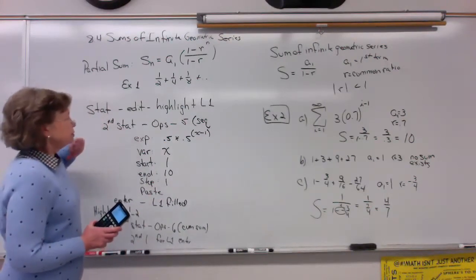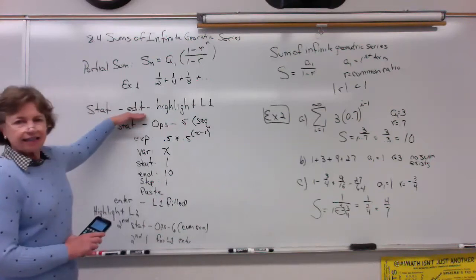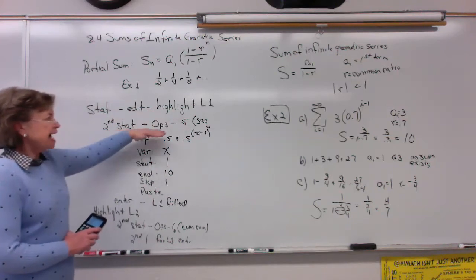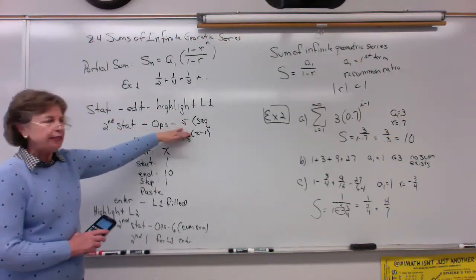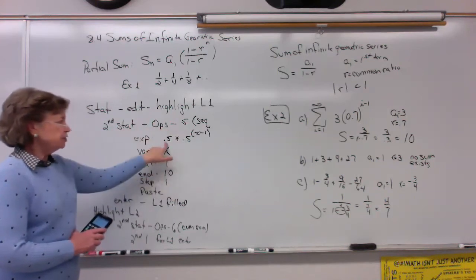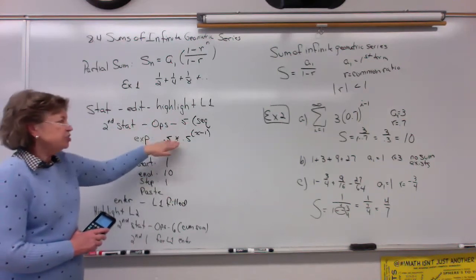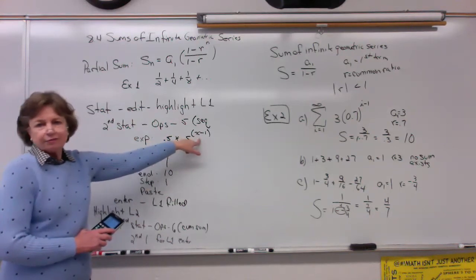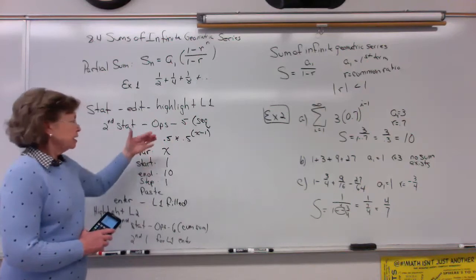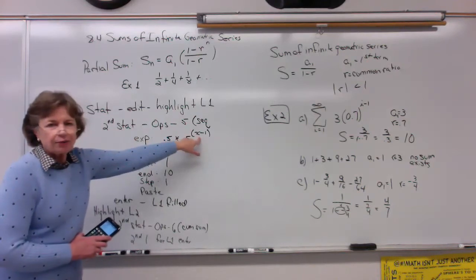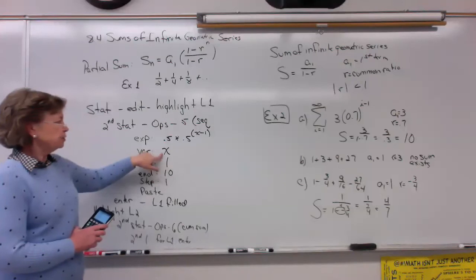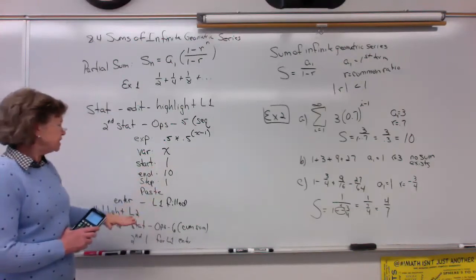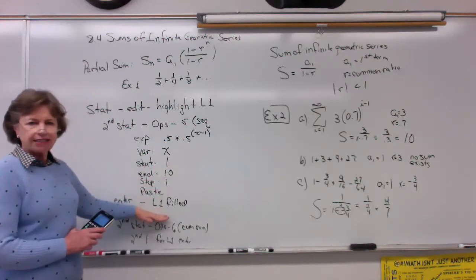So just to review, let's stat, edit, highlight that first list, and then second stat over to ops 5 for sequence. Fill in the menu with your first term. This looks like the general term that would be in the summation, like a sub 1 times r to the whatever it was, in this case n minus 1. We're using x for our variable instead of n. So for the variable, choose x, start at 1, end at 10, step was 1, you pasted it, and your list was filled when you pressed enter.